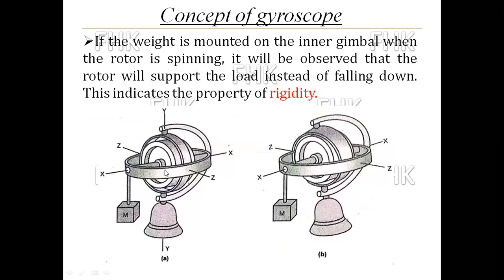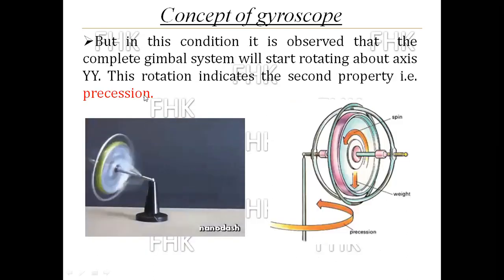This is the vertical axis yy. That means there are two rotations of the rotor. One is rotating or spinning about the x axis, and another load is applied on this, or this is the support. Due to that support and due to the spinning of the rotor, it will start rotating about the vertical axis yy. This rotation of the complete gyroscope about axis yy is called precession.